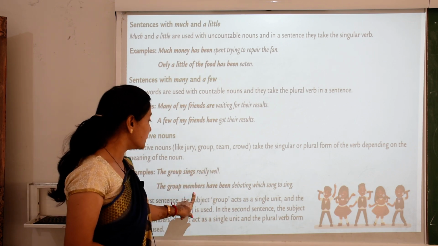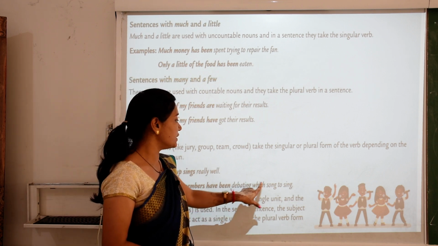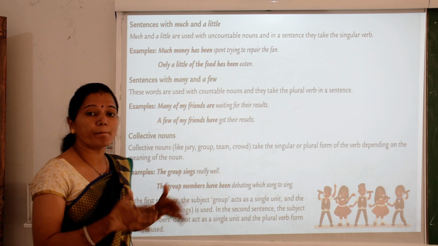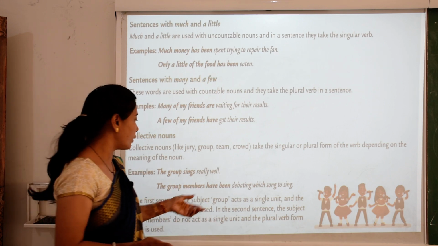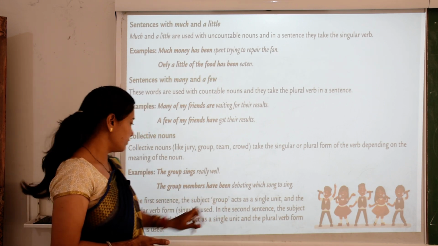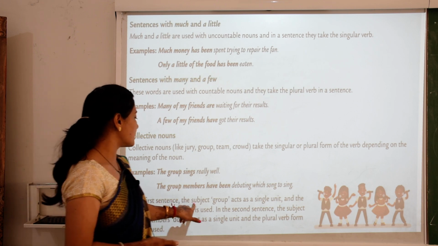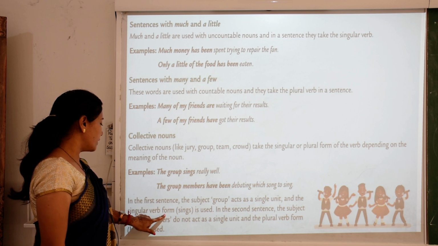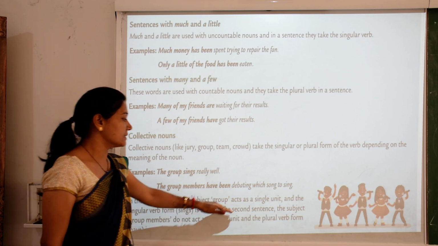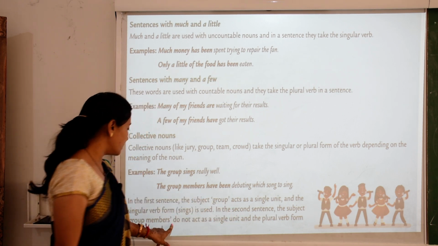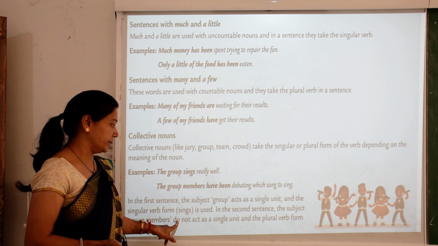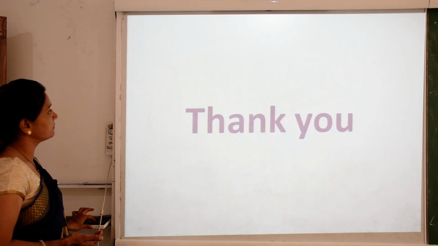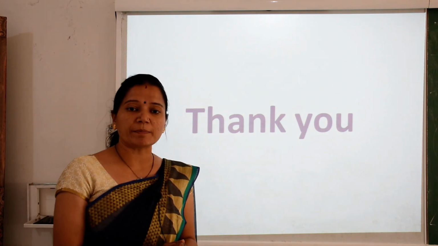The group members have been debating which song to sing. So here we are talking about the group members, so they are in a plural form, so we are writing a plural verb. In the first sentence, the subject group acts as a single unit, and the singular verb form sings is used. In the second sentence, the subject group members do not act as a single unit and the plural verb form have is used. So this was all about your chapter, students.